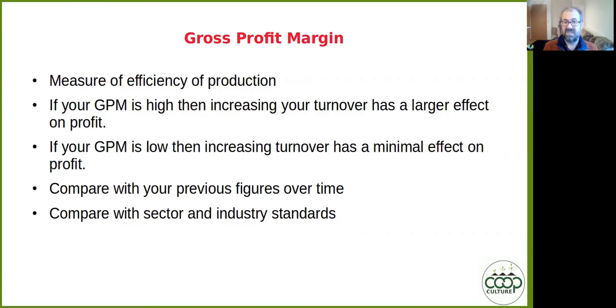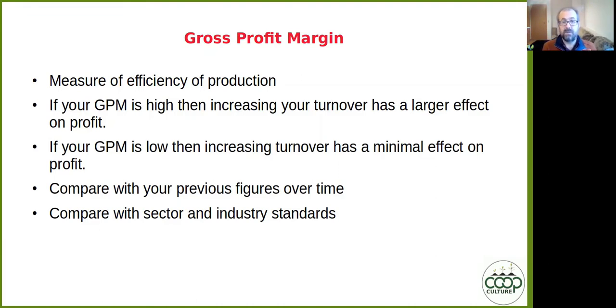If our gross profit margin is low, so we're not as efficient at generating surplus through sales, then increasing our turnover has a minimal effect on our profit. So focusing on small increases in turnover isn't what we should be doing.